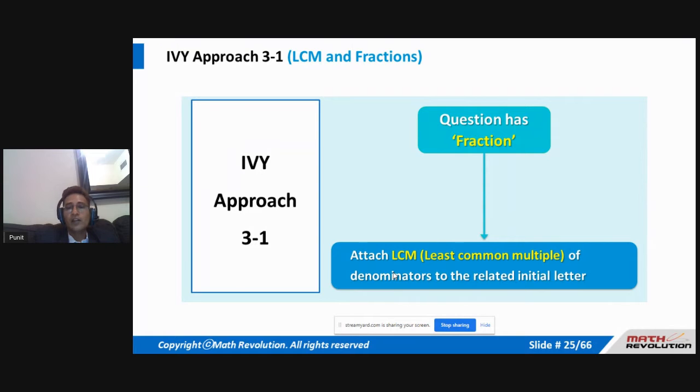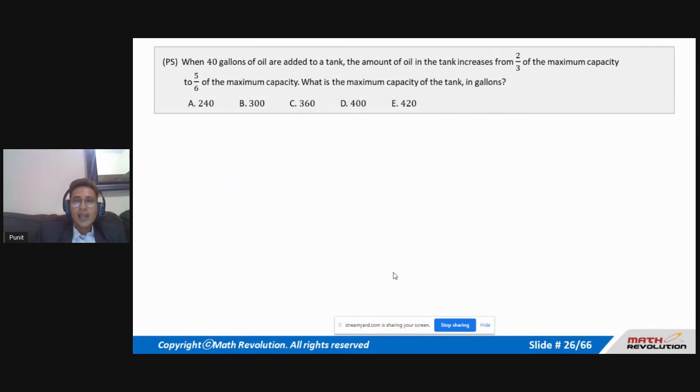Let's overcome it. Let's talk about how we do the LCM and fraction questions. We would be attaching the least common multiple, the LCM of the denominators. So let's pay attention to one of the questions on the next slide, in which we'll see fractions, and then we'll apply the IV approach 3-1, which is LCM and fractions, attaching the denominator to the initial word.